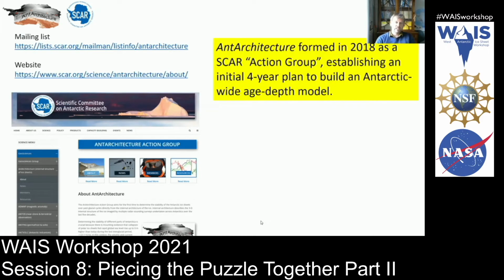To address this across the international community and through the Scientific Committee for Antarctic Research, we formed a so-called action group about 3 years ago to try and assemble the available ice penetrating radar data and use that ultimately to work towards building an Antarctic-wide age depth model. And actually one of the main messages of this talk is that if you want to know more about this, please do contact me or join the Antarchitecture mailing list or look at our website, which will flash up on the screen a few times during this talk.